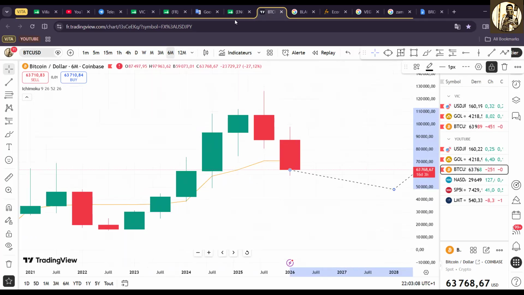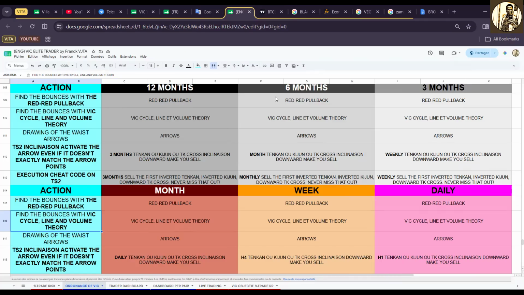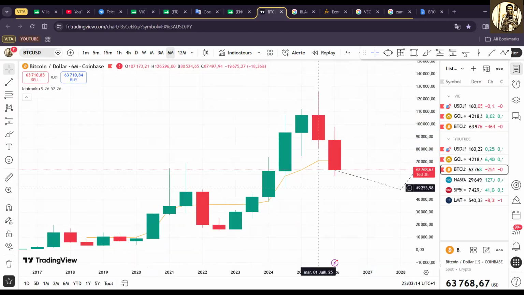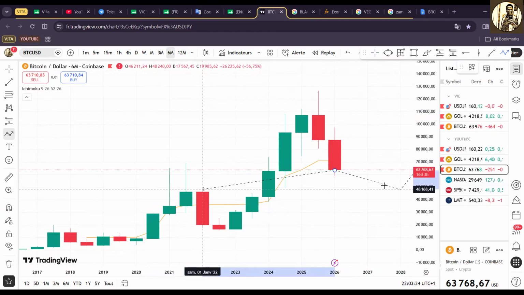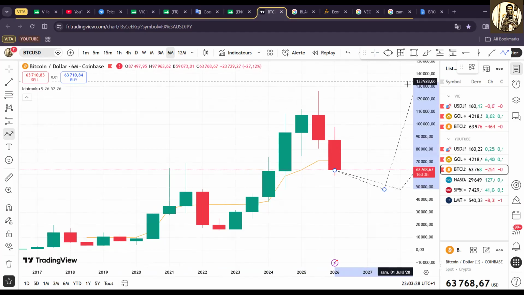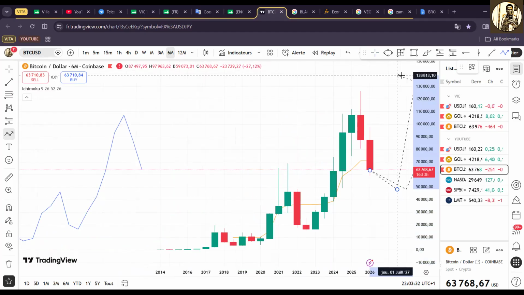Now, after that, we do the same thing on 6 months. You go on 6 months and look at where the bounce is, where the new red candle can bounce. It is this one, bouncing on it like this and then going to the upside. What can I do?